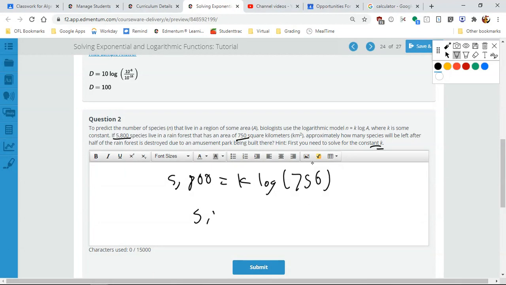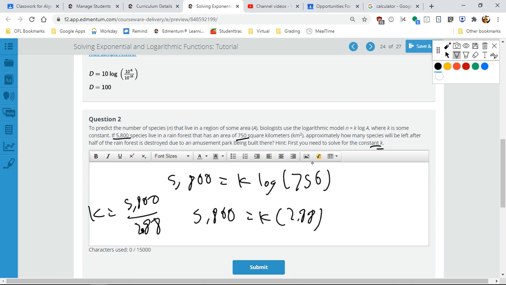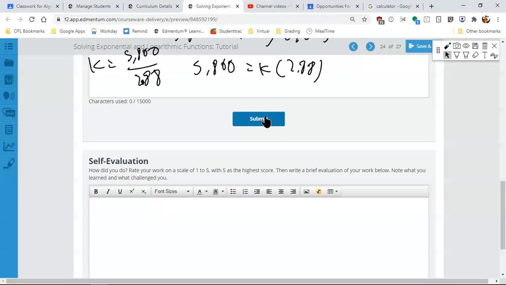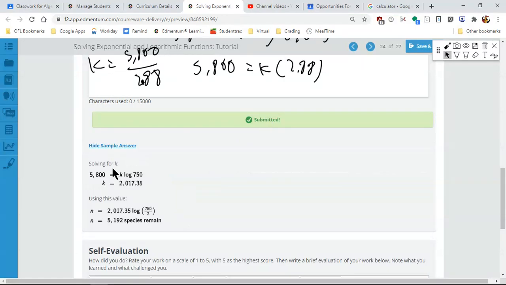So we get 5,800 equals K times 2.88. Essentially what we're doing is just K equals 5,800 divided by 2.88, not 200. There's a dot there. I didn't want to make it 100 times bigger. So if we submit it, we can see all the work that they're doing right here. They got really specific with it.